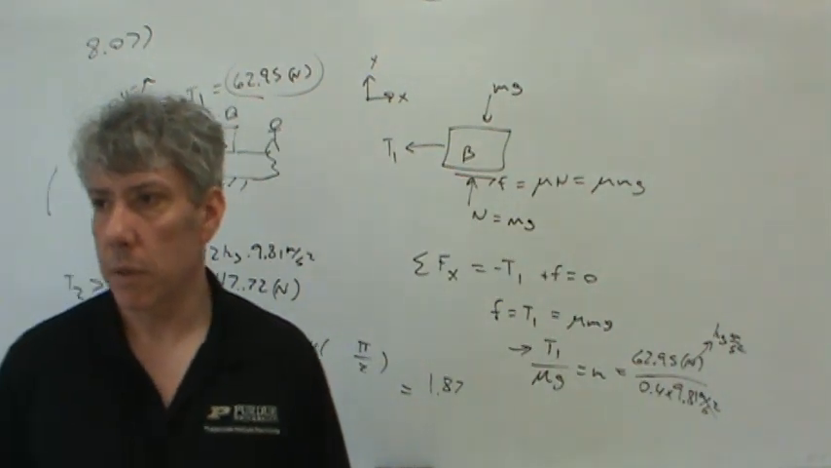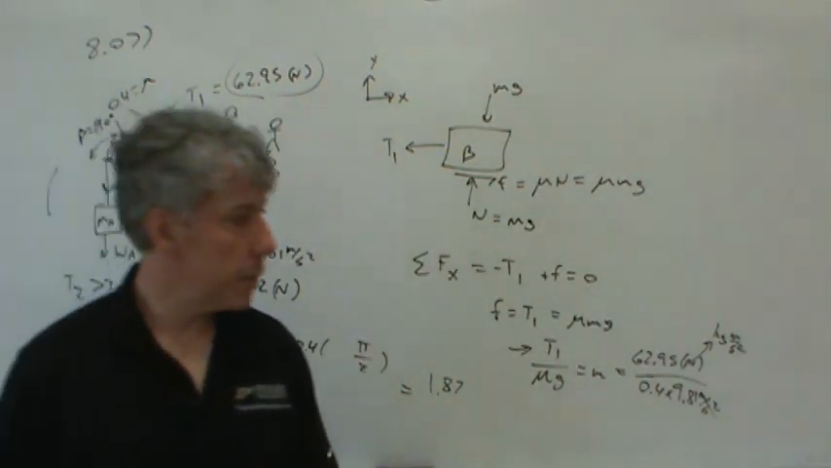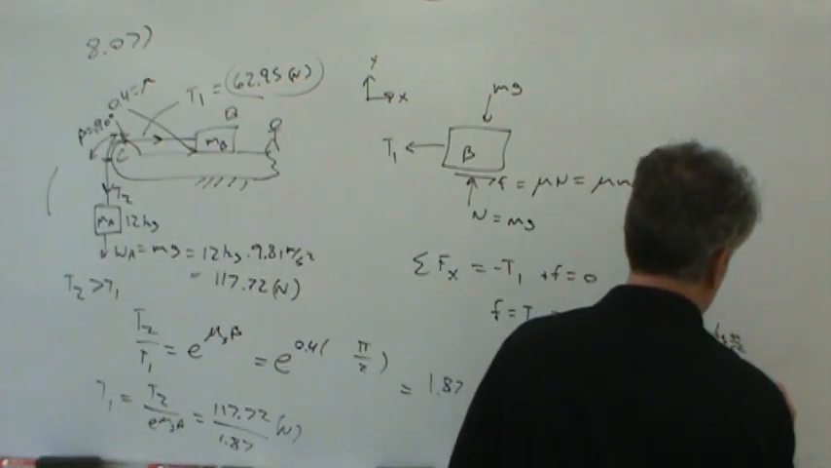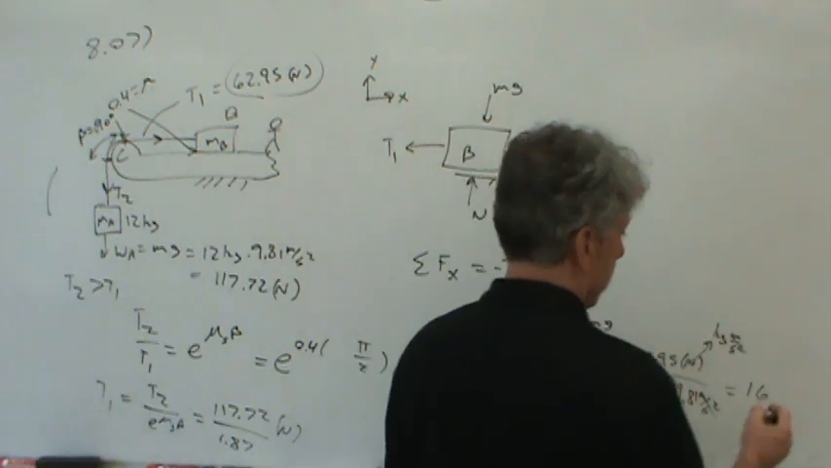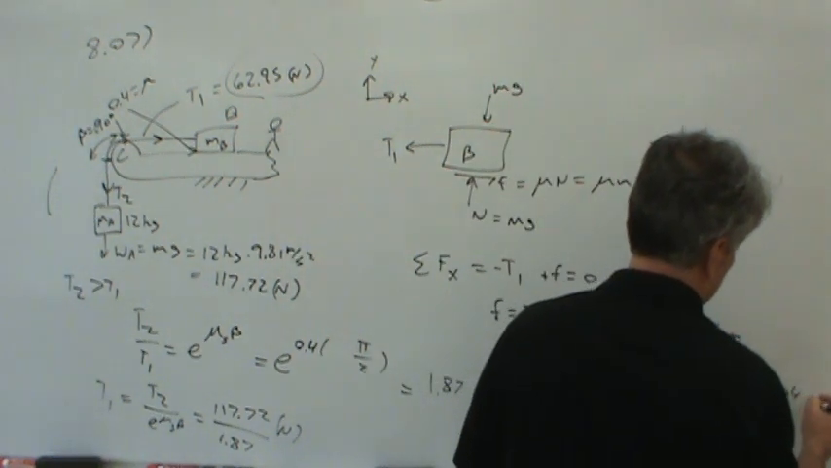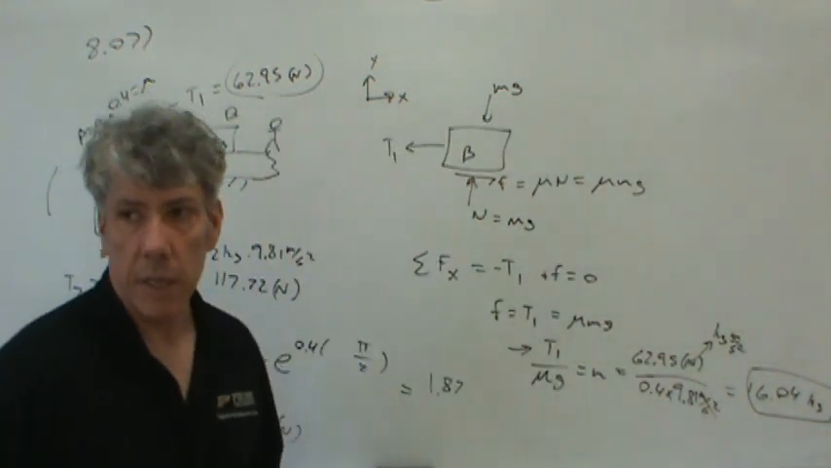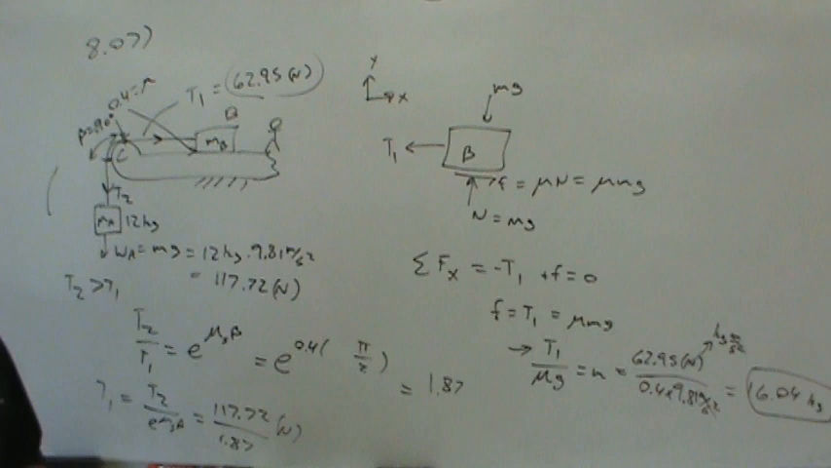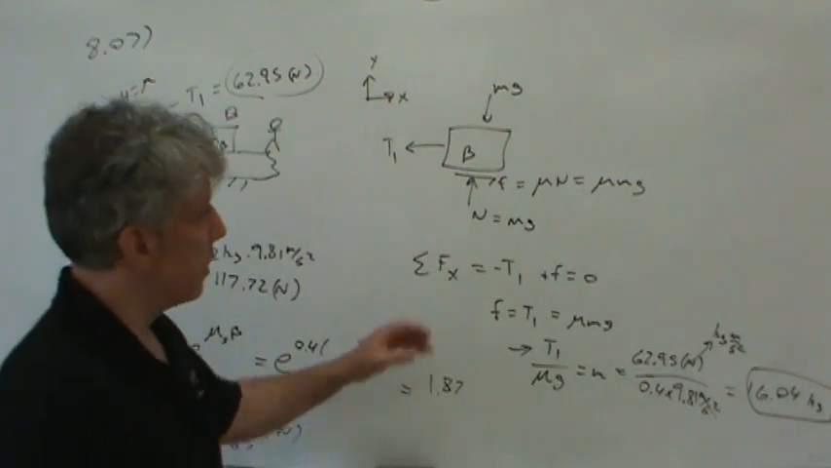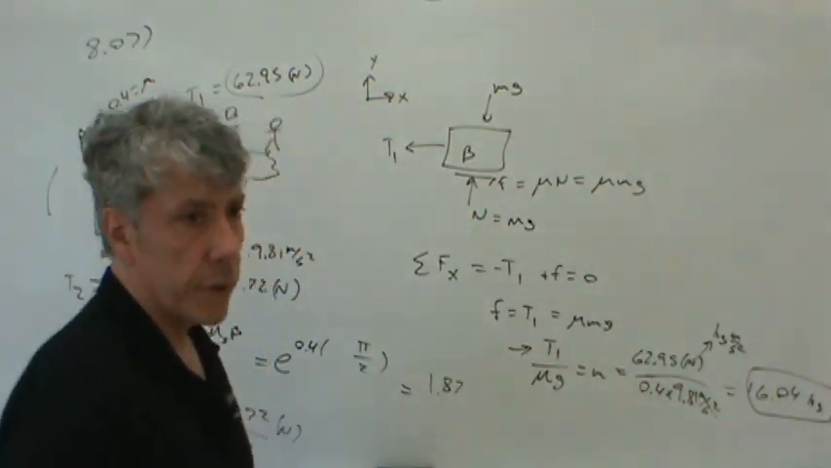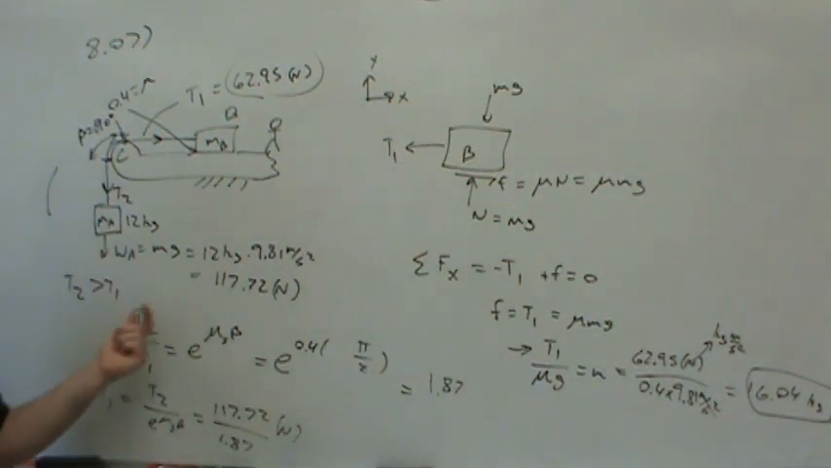About 12, 13, something like that? I have 16. 16, seems reasonable. So 16 even, or no, 16.04 or something. There's how much mass we have to have for block B to not slide. Okay? If block B doesn't have that much mass, then the normal force will be less, the friction force will be less, and the tension from this mass will overcome, and the block will slide. Any questions? All right.